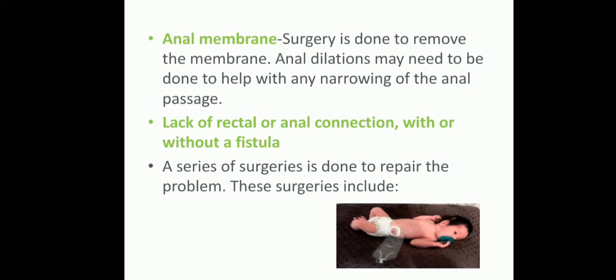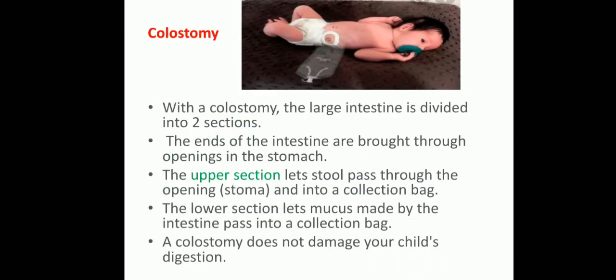Okay, coming to the next condition, that is lack of rectal or anal connection with or without fistula. In that case, a series of surgeries is done to repair the problem. These are the surgeries that should be done for this anorectal malformation, the first being colostomy. Okay, colostomy. Ostomy means opening of the colon, because here the anus is closed.